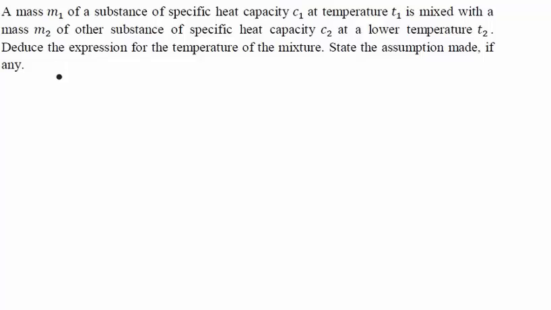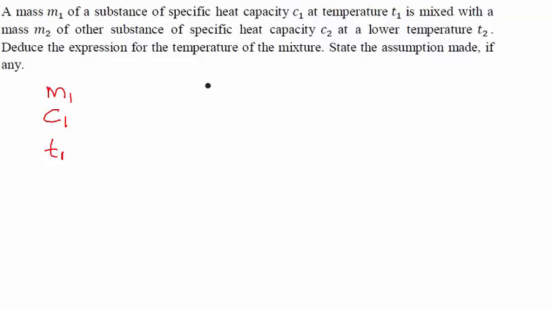Hello everyone, let's try to solve this question from the chapter Calorimetry. First let's go through the question and try to understand what is given. A mass m1 of substance of specific heat capacity C1. So mass m1 and specific heat capacity is C1 and also it is at a temperature T1. So its initial temperature is T1.